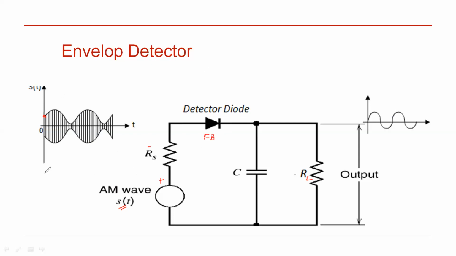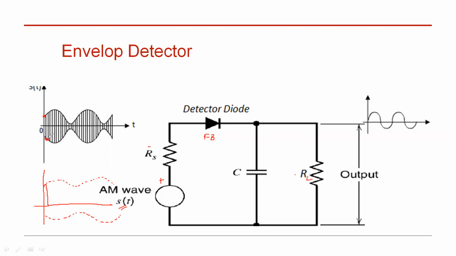Whenever the diode is forward biased, we are getting the resultant output. I am writing the resultant output, writing the envelope first. What will happen during the positive half cycle? I am getting the output. And what will happen during the negative half cycle?